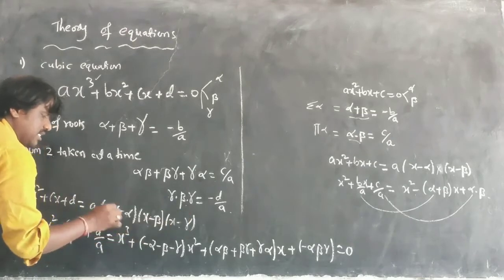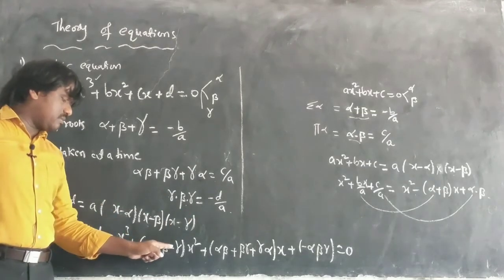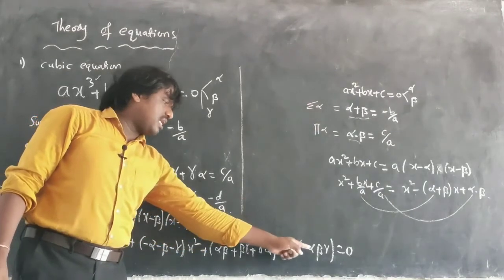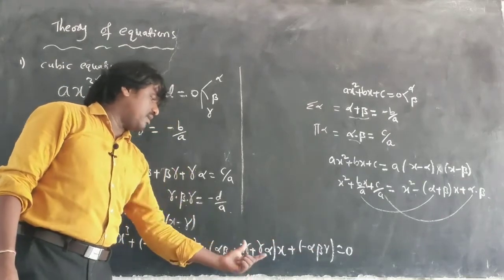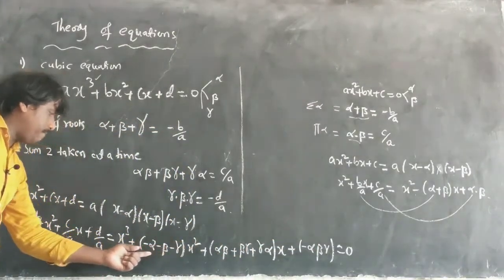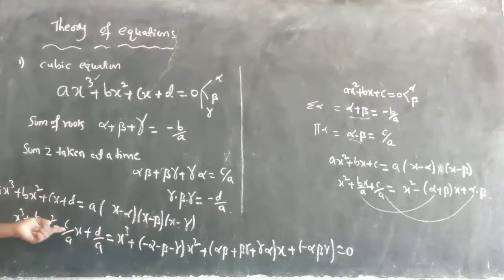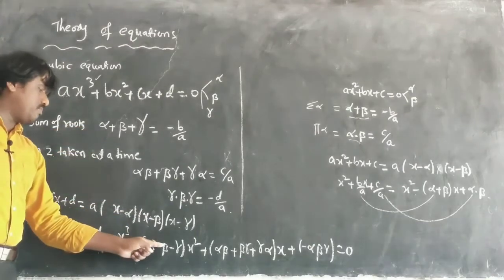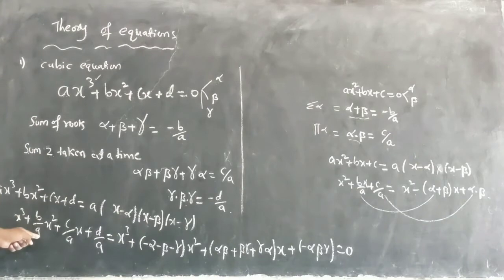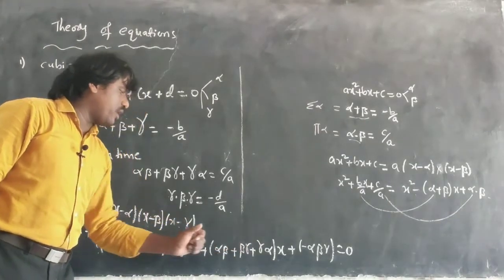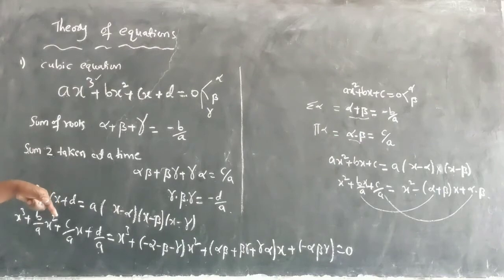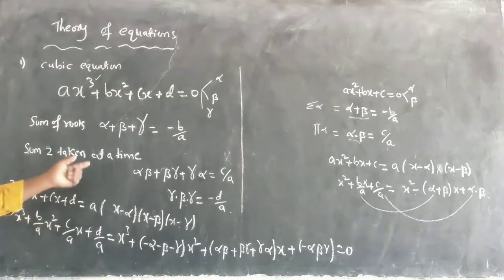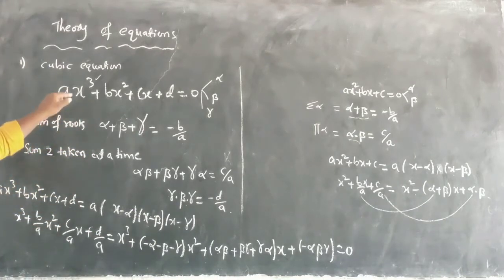And if you multiply this, you are going to get minus alpha minus beta minus gamma times x square, plus alpha beta plus beta gamma plus gamma alpha into x, and the constant is minus alpha beta gamma. If you compare the coefficient of x square, the coefficient of x and the constant, you are getting this formula. So alpha plus beta plus gamma is minus b by a, the sum of the roots taken 2 at a time is c by a, and the product of the roots is minus d by a. This proof is not mandatory. To make you understand, I explained it.